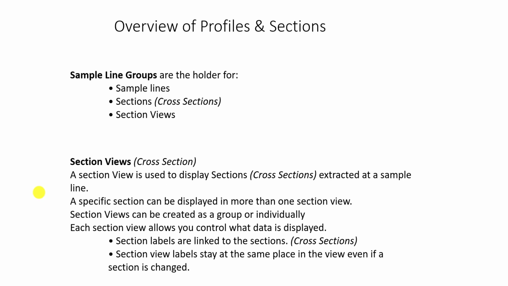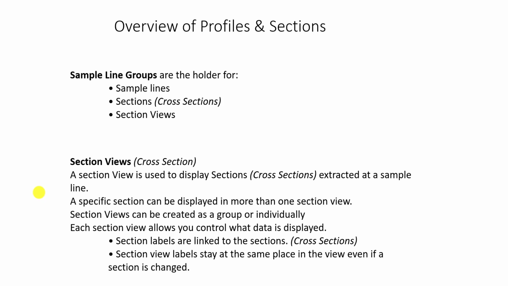Sample line groups are the holder for sample lines, sections or cross sections, and section views. Section views display sections extracted at a specific sample line location. A specific section can be displayed in more than one section view. Section views can be created as a group or individually. Each section view allows you to control what data is displayed.